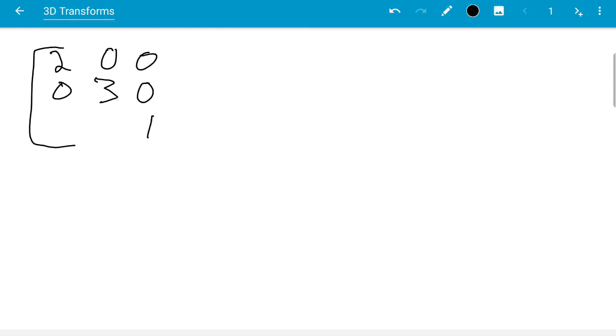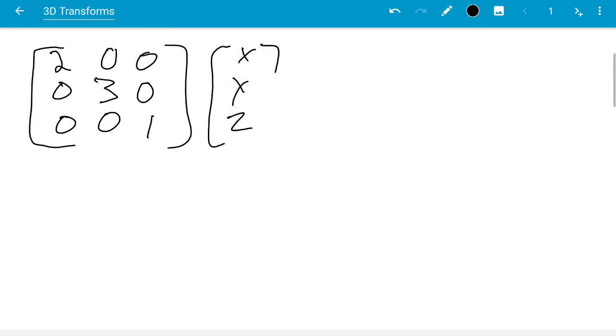And then the rest are zeros. So here I've adjusted our identity matrix so that it has a different number along the diagonal. Let me multiply that by our xyz vector. And what do we get?